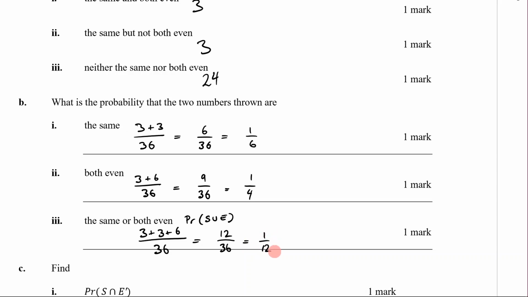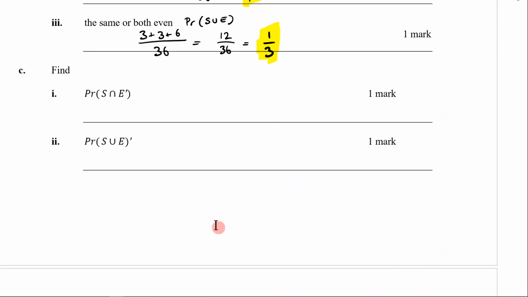Perfect. Let's just highlight all our answers there so we don't get lost. So it was 1 on 6, 1 on 4, and 1 on 12. Oops, sorry, I got that one wrong. 12 on 36, that's 1 on 3. Brain fade. Alright, there, 1 on 3. So 1 on 6, 1 on 4, and 1 on 3. Perfect. Let's keep on going. Next.